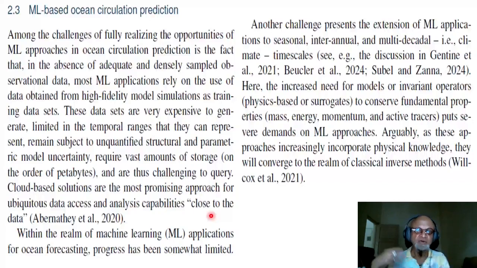etc. They may also do optimizations in terms of GPUs and so on. So within the realm of ML applications for ocean forecasting, progress has been somewhat limited.